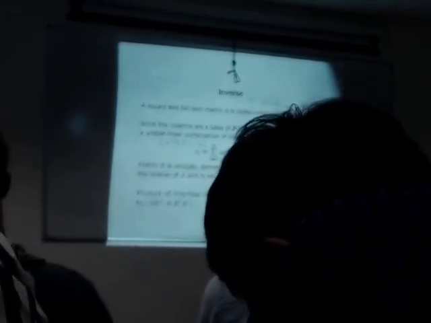Since the columns of A form a basis and the coefficients Z are unique, then the matrix capital Z is well defined by this equation. And this is called the inverse of A. It is also denoted by A to the power minus 1.